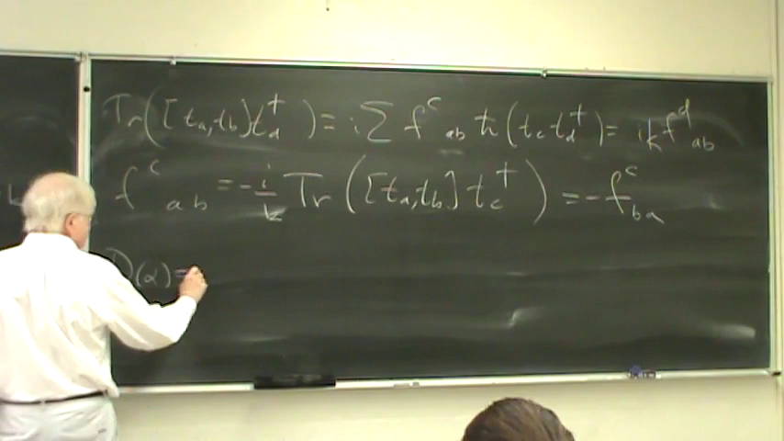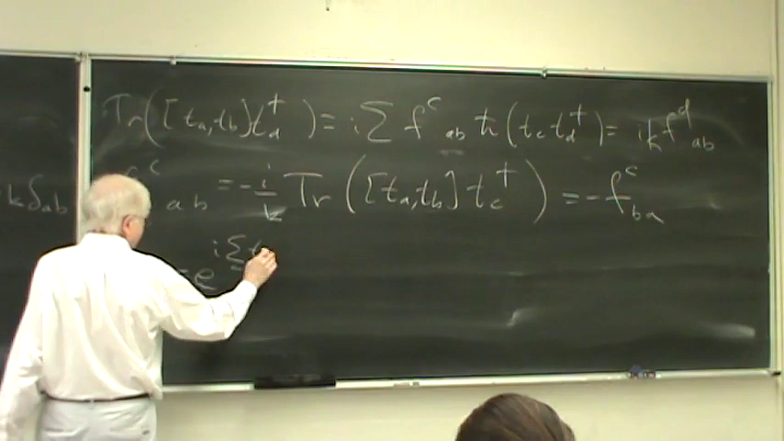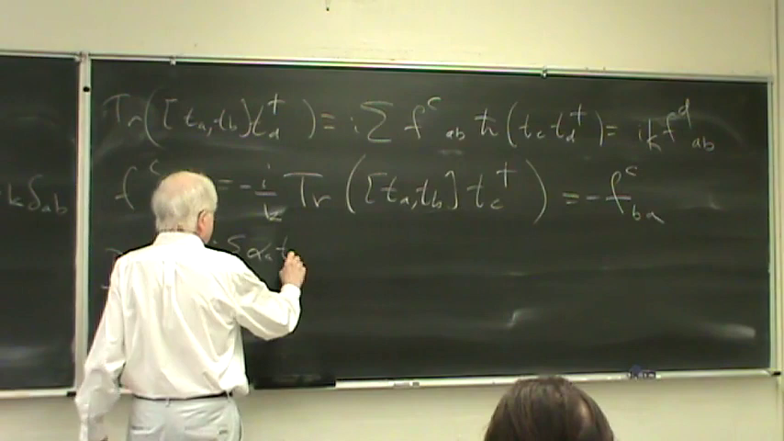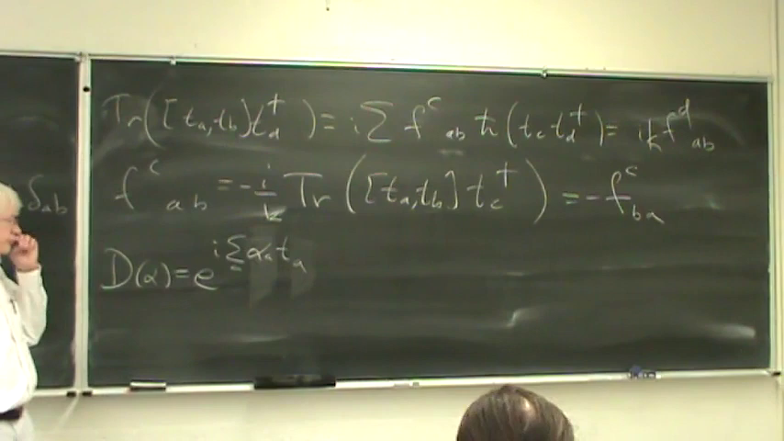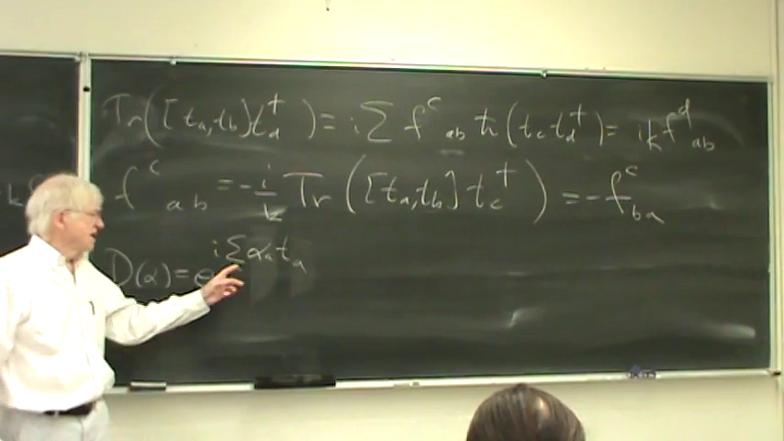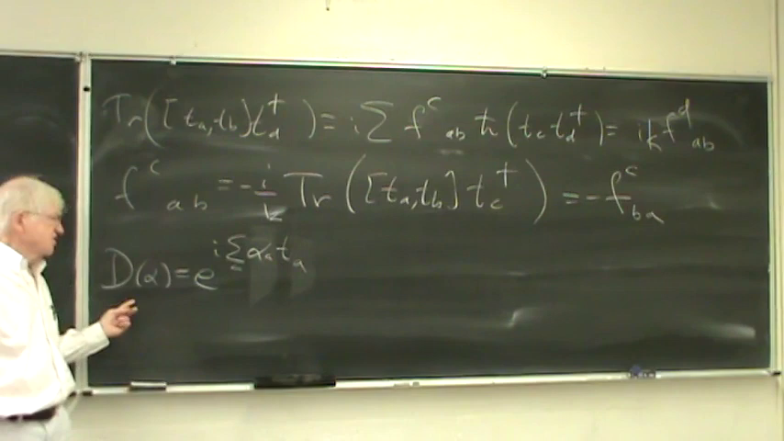representation of the group is I sum on A alpha A TA. If the T's are Hermitian, the alphas by convention are real. Since the alphas are real, if the T's are Hermitian, this is unitary. But if the T's aren't Hermitian, it's not unitary.